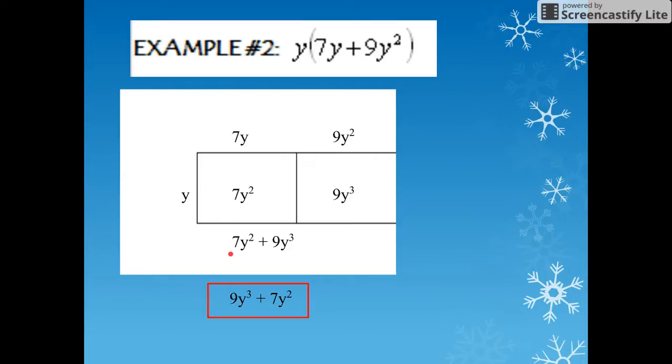The next example for you, oh, okay, I guess my timing didn't work out. I'll have to check my animations later. But this one is y times 7y plus 9y squared. So again, the y goes in front of the box, 7y and 9y squared go on top. There's only two boxes here because there was only two terms in the parentheses. Then as we multiply, y times 7y is 7y squared. Y times 9y squared is 9y to the third. If we pull our answer out, though, you might see that the exponents aren't in descending order in standard form. So make sure that you write your answer so that the exponents are descending.